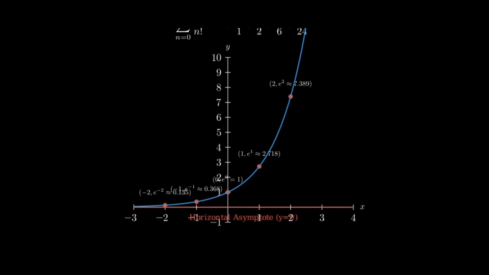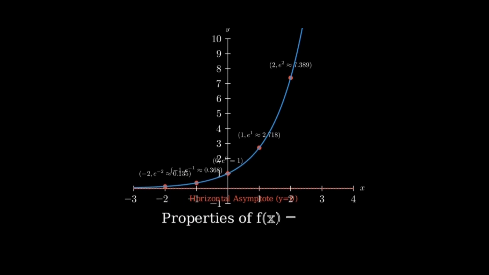Domain: e to the x is defined for all real numbers. Range: e to the x is always positive, taking values from 0 to infinity. Y-intercept: when x equals 0, e to the 0 equals 1, so the y-intercept is at (0, 1). Horizontal asymptote: as x approaches negative infinity, e to the x approaches 0. Always increasing: e to the x is an increasing function for all values of x.